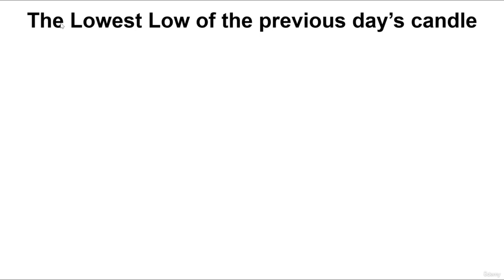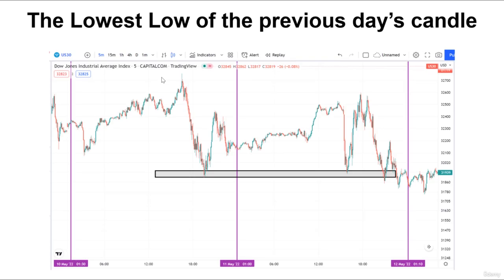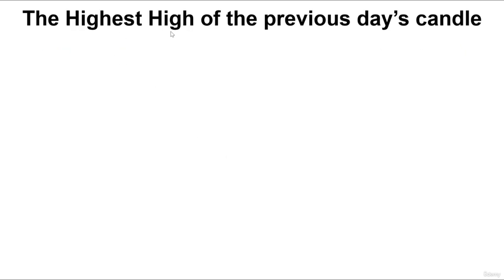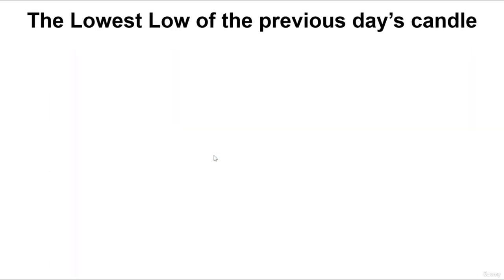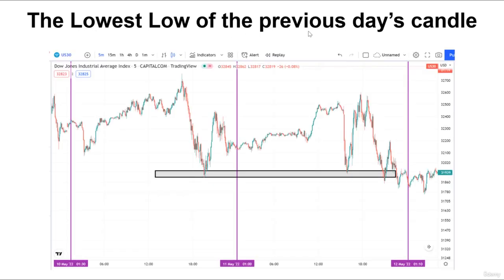The new strategy, or the second strategy I am going to explain, is the lowest low of the previous day's candle and the highest high of the previous day's candle. Okay, let's get started. This one, the lowest low of the previous day's candle.